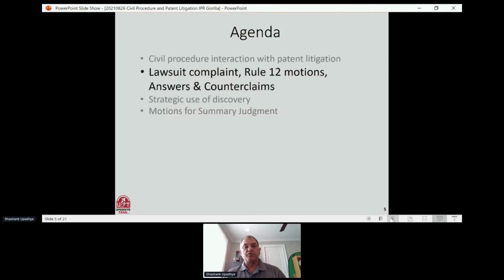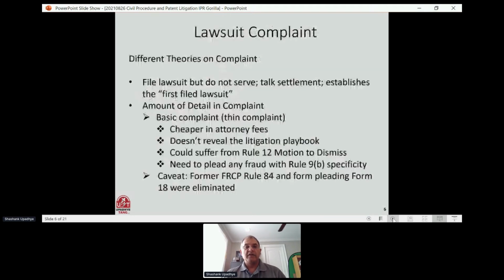So let's talk about the first one, the lawsuit complaint, Rule 12 motions, and answers and counterclaims. When it comes to the lawsuit complaint, obviously this is the opening salvo in a patent litigation. The plaintiff, usually the patent holder, will file the lawsuit. And so there are different theories that we take when we file lawsuits on behalf of patent holders. Do we want to file the lawsuit but not serve it? And the purpose of that is that we have between 30 days, 60 days, 90 days to actually serve the lawsuit.